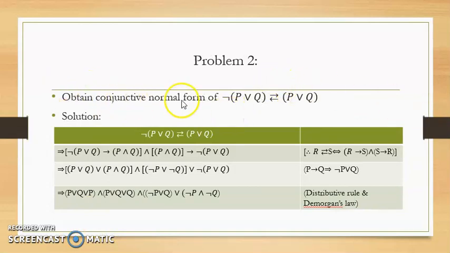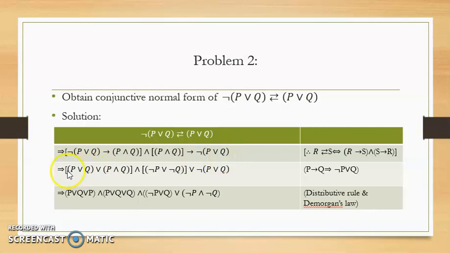Second problem: obtain the conjunctive normal form of not of (P or Q) biconditional (P and Q). For this problem we want to find the CNF. Here I can use this formula, R biconditional S implies R implies S, and S implies R. So let us write this. You take the first part as R, and the second part as S. So we write not of (P or Q) implies P and Q, and P and Q implies not of (P or Q).